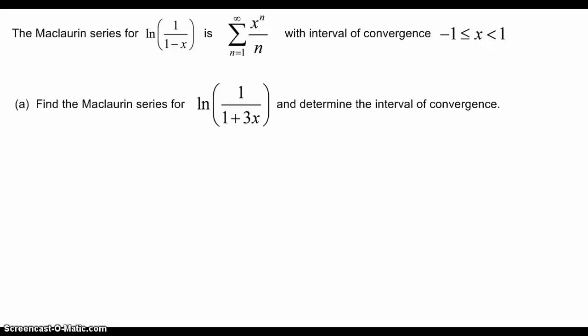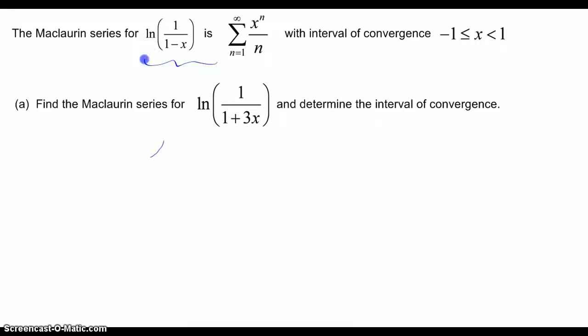Let's continue with this example. This says the Maclaurin series for the natural log of the quantity 1 over 1 minus x is given as the sum of x to the n over n, with the interval of convergence from -1 to 1, including the left endpoint but not including the right endpoint. Find the Maclaurin series for the natural log of the quantity 1 over 1 plus 3x and determine the interval of convergence. Well, we're supposed to know the series expansion for this as well.